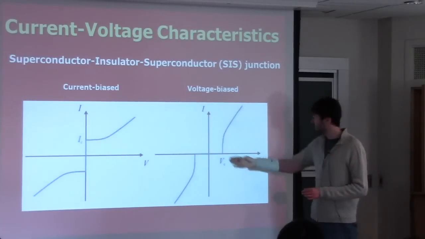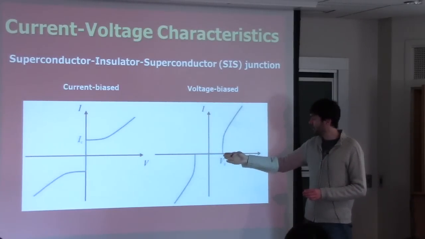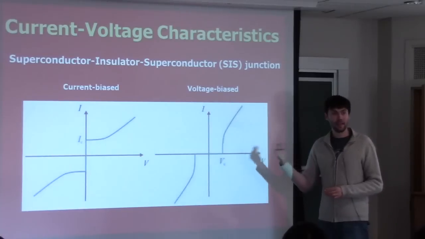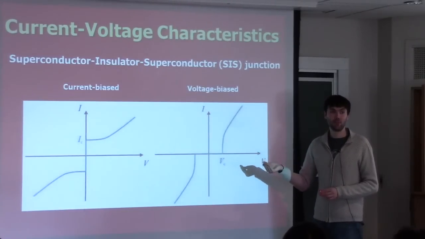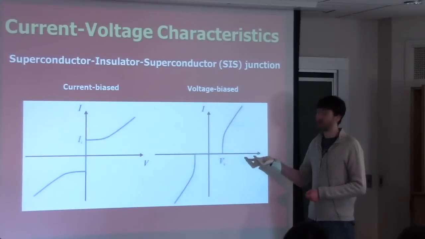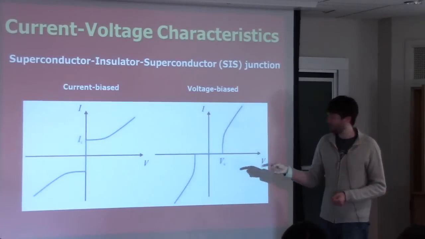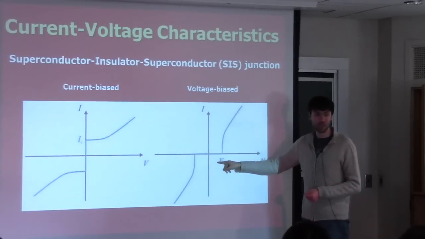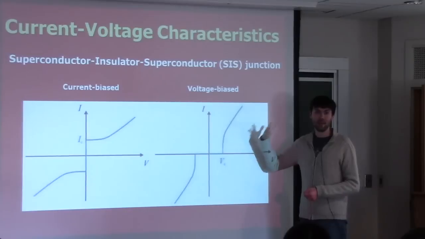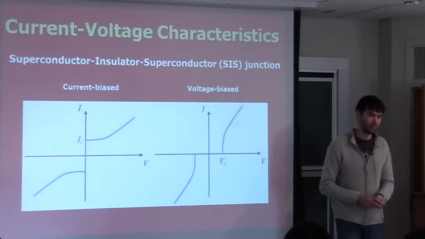So in fact, from this voltage you can read out the energy scale associated with the superconductivity in this structure. If you multiply this by charge, eV would give you the superconducting energy gap.